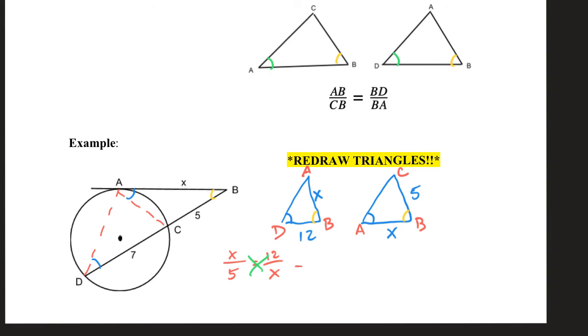So we have x times x, which is obviously x squared, equals 12 times 5, which is 60. And then we take the square root of both sides, and we have x is equal to radical 60. I'll just leave it just like that. Obviously, read your question. If it asks for the nearest tenth or what have you, do that. All right, so we have that.